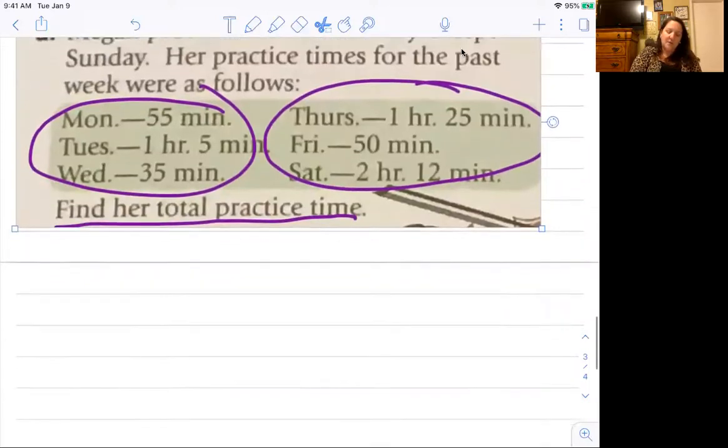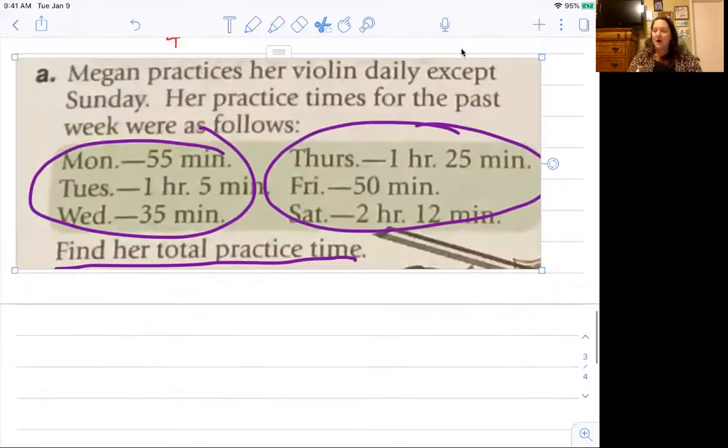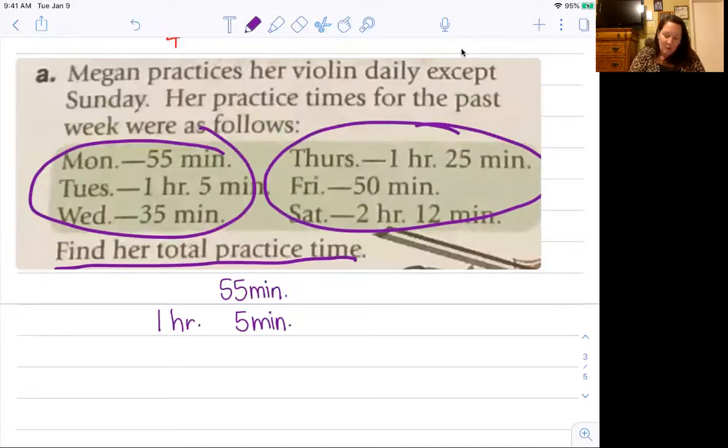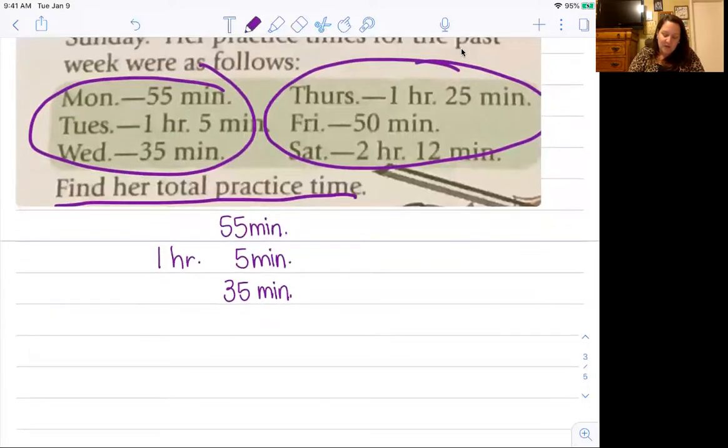Okay, so when we add these, we're going to have an hour column and a minute column. So let's go ahead and start adding. We have 55 minutes. Tuesday was 1 hour, 5 minutes. Hopefully you're writing this. Go ahead and write it with me, okay? Wednesday is 35 minutes. Make sure you're lining them up. And you know what I want to do? I think I'm going to do 2 columns so that I don't get kind of thrown off. So let's add this first column together. 5 plus 5 plus 5 is 15. 5 plus 3 is 8 plus 1 is 9.